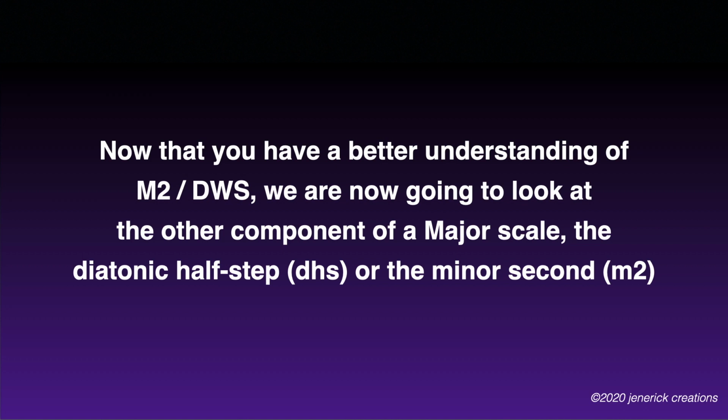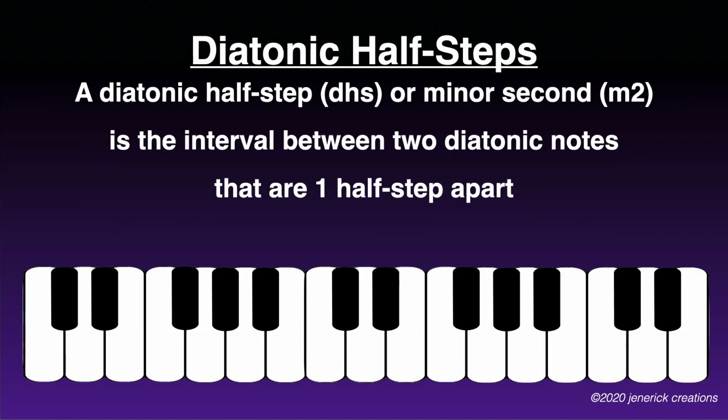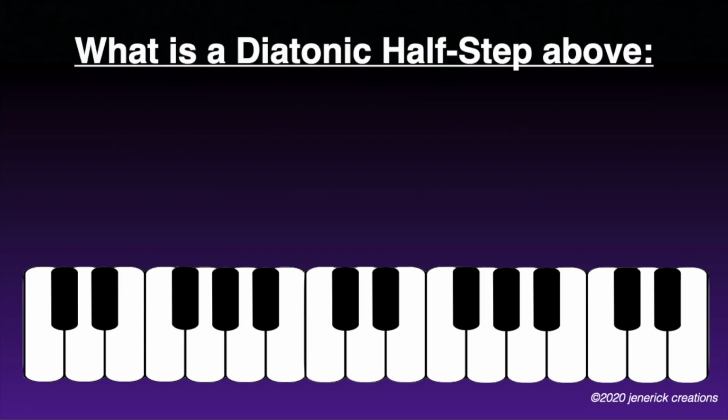Now that you have a better understanding of major seconds and diatonic whole steps, we're going to look at the other component of a major scale, the diatonic half step, or the minor second. A diatonic half step, DHS, or minor second, m2, is the interval between two diatonic notes that are one half step apart. So what is a diatonic half step above C?